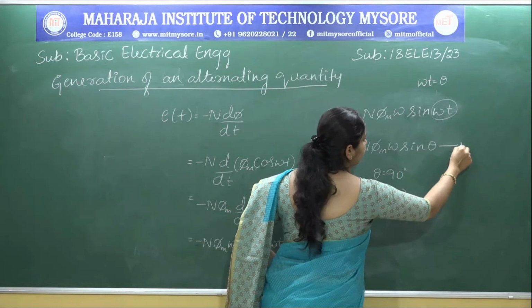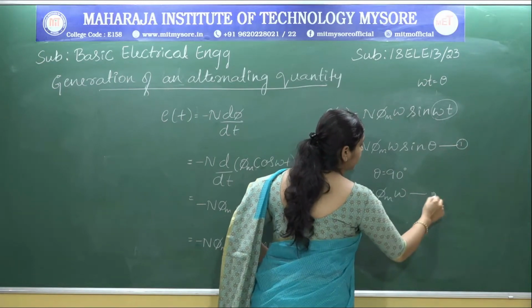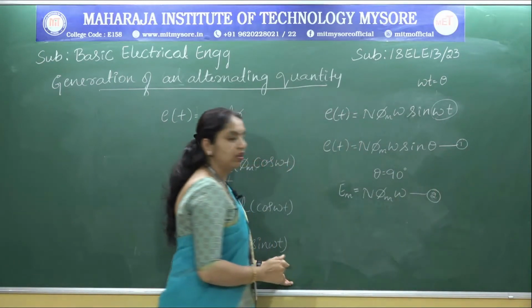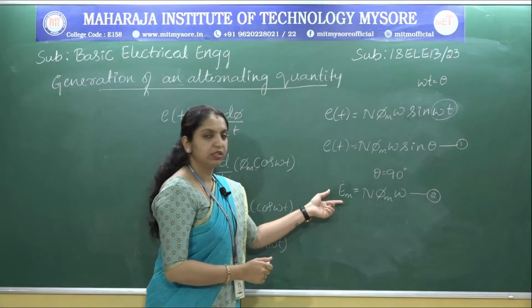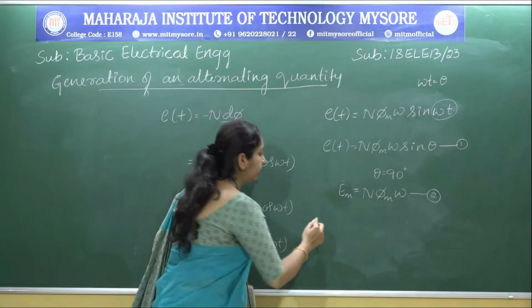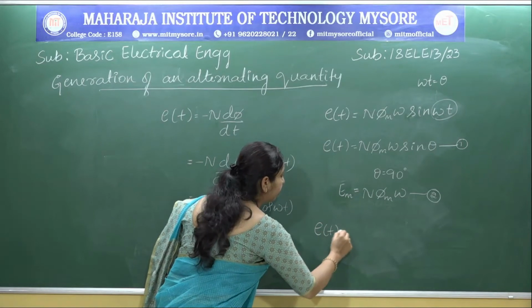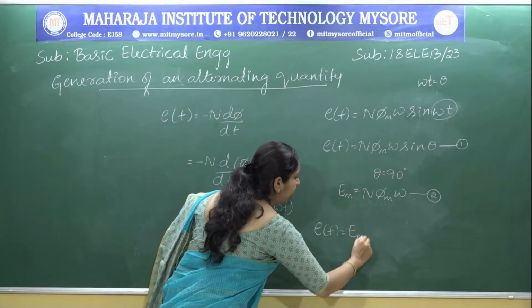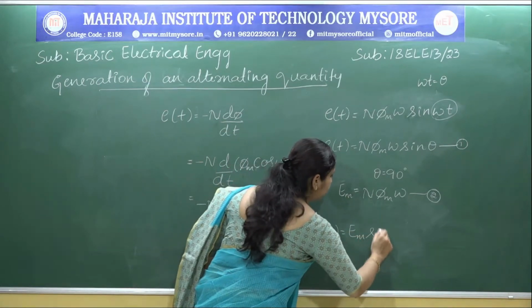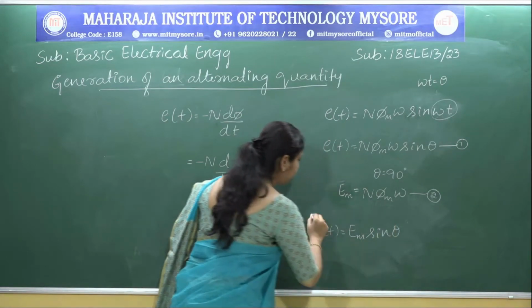Now let us call this equation 1 and this equation 2. So now I am going to substitute equation 2 in equation 1. So we get E of t as Em sine theta.